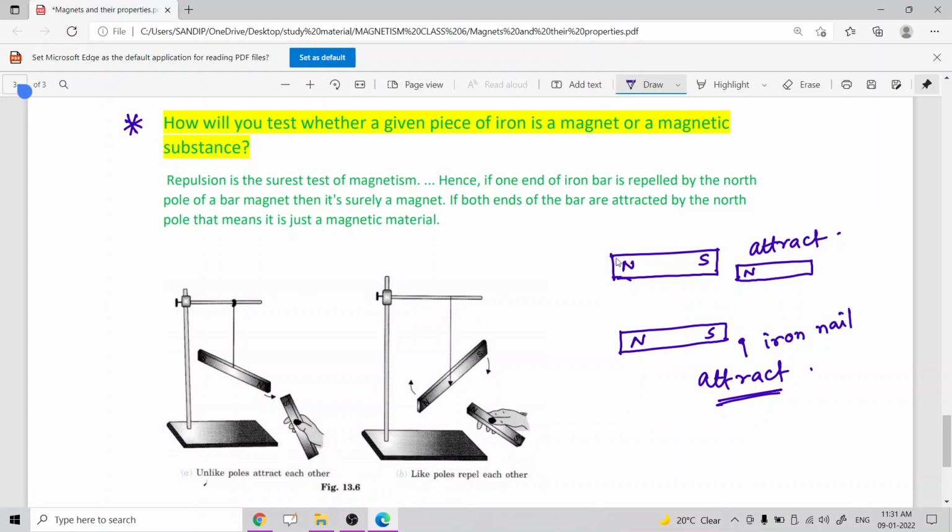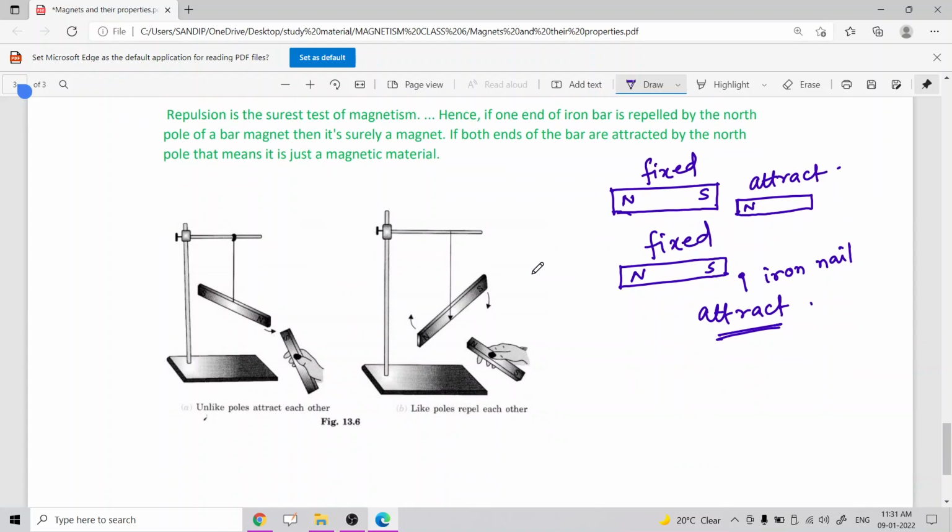Because the first magnet is fixed, the second one may be a magnet, or may be a magnetic material. In both cases they attract each other. So attraction is not the method. Here we can say repulsion. Repulsion is the surest test of magnetism.